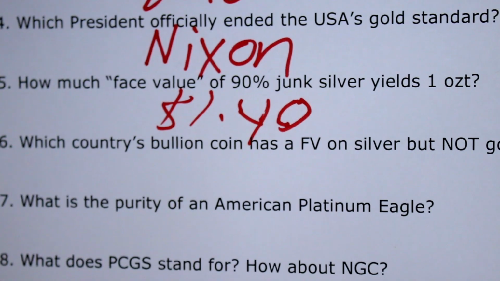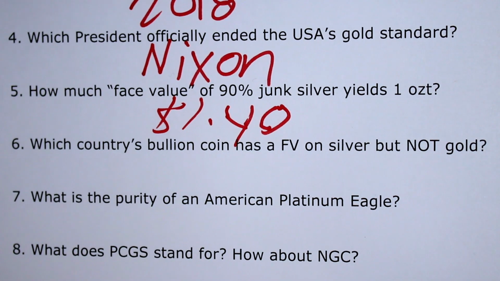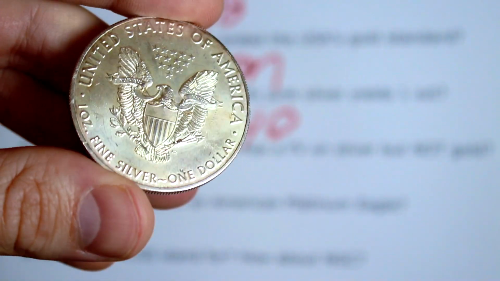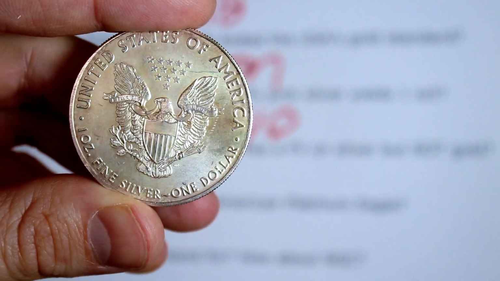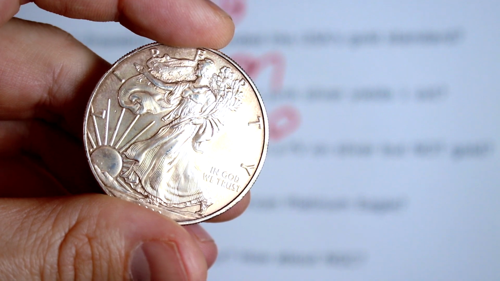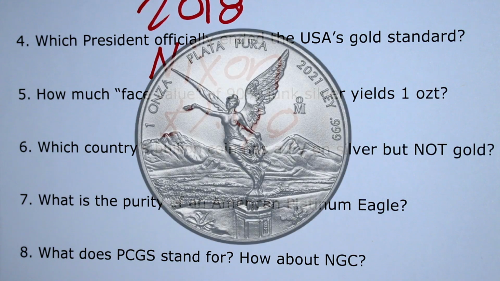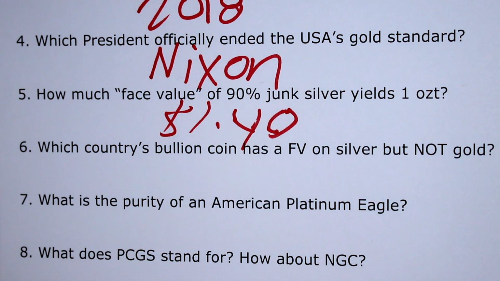Which country's bullion coin has a face value on silver but not gold? Now, this is truly a tricky question, and here's why. Whenever we are defining the difference between just an ordinary silver round and a silver coin, we always talk about the fact that it's minted by a sovereign government, but we also talk about how there's a face value on the coin. So even though this American Silver Eagle says $1, we know that it's worth way more in the silver weight. It's kind of silly that we put face values on these things, but that's just the way that it is. Certain coins, like the Mexican Libertad, for instance, don't have any face value on them, but we still call them coins because they're minted by a sovereign government.